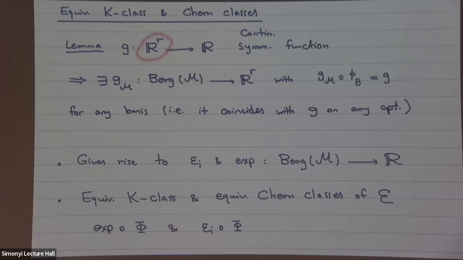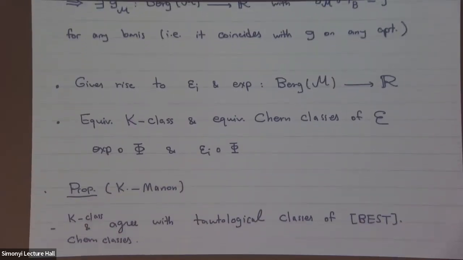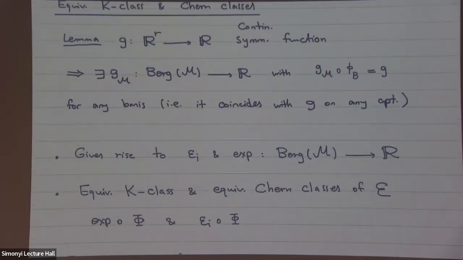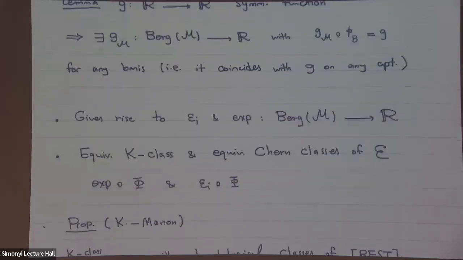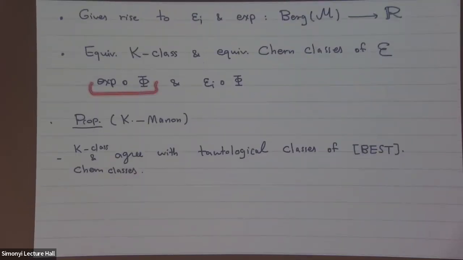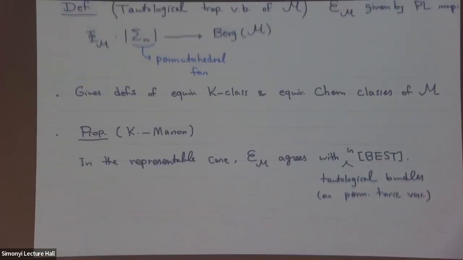on R^r, then it defines a well-defined map, basically because of basis exchange, on the Bergman fan. In particular, sums of exponential functions or elementary symmetric functions give such natural maps on the Bergman fan of a matroid. And composing them with the piecewise linear map defining the tropical vector bundle, we get definitions of equivariant K-class and equivariant Chern classes of your tropical vector bundle, which we think of as data of a piecewise linear map.